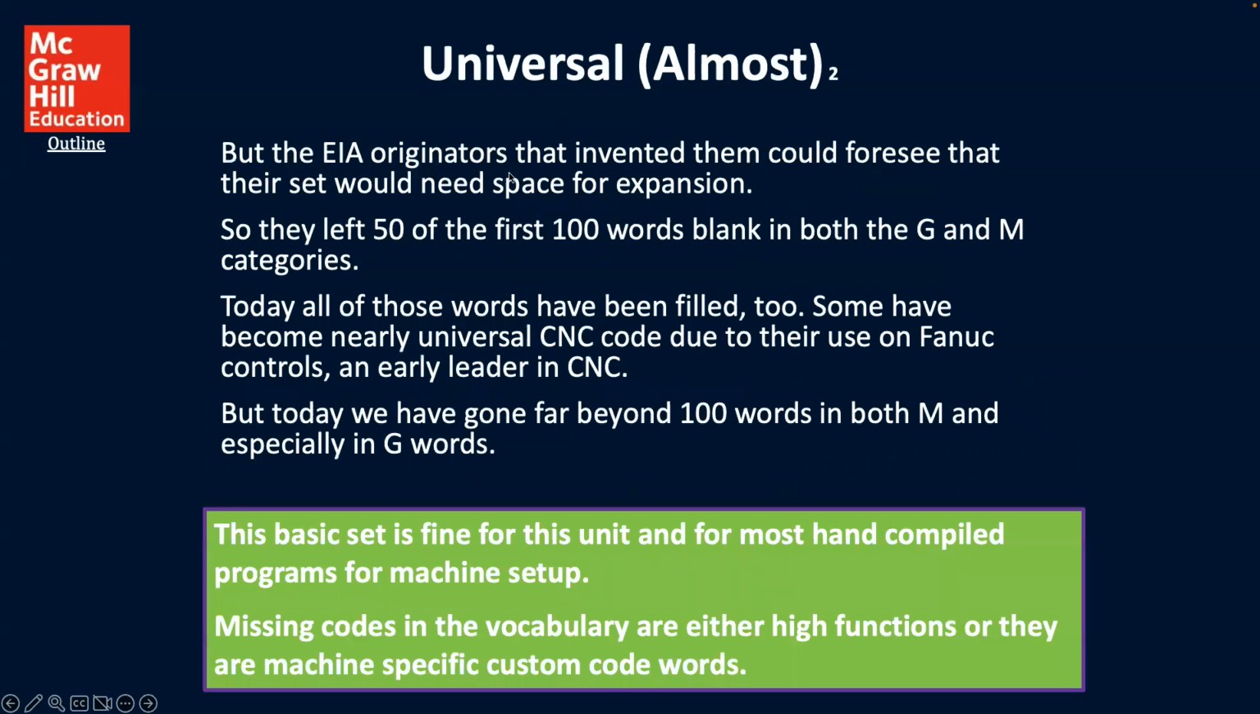But the EIA originators, a government entity and a company entity that invented these, could foresee that there would need to be space for expansion. So they left 50 of the first 100 code words blank in both the G and the M categories. Today, all of those code words have been filled. Some have become nearly universal CNC codes due to their use on various types of controls. But today we have gone far beyond 100 code words in both M and especially in G words.